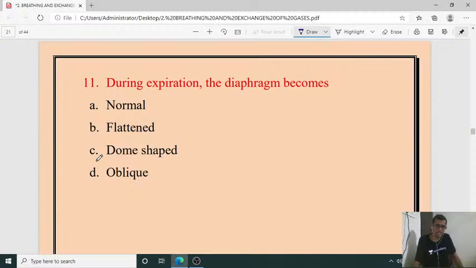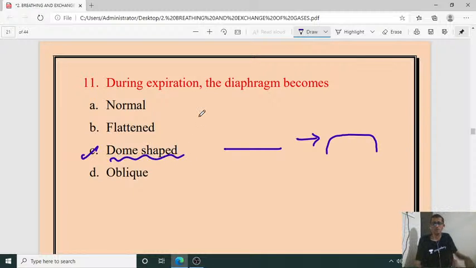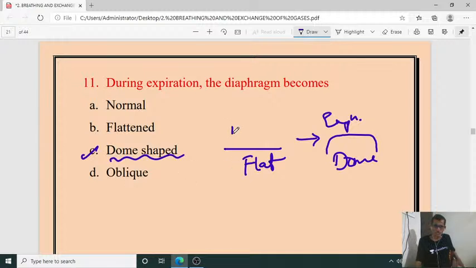Then during expiration, the diaphragm becomes what? Normal, flattened, dome shaped, oblique. So the 11th one. During inspiration it becomes flat. After inspiration, expiration takes place and it regains its original condition, dome shape. So the dome shaped diaphragm becomes flat during inspiration and later once again dome shaped during expiration. During the inspiration it is flat.